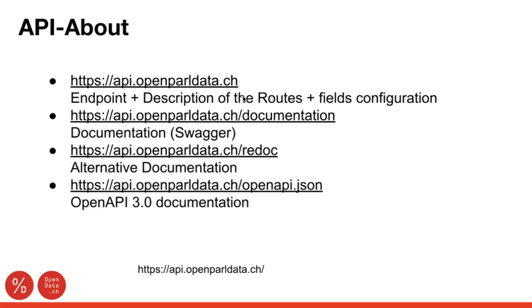Regarding the API, when you go to the API openparldata.ch, you see an endpoint and you see a description of all the available routes. And because we use a schema behind it to configure the API, you also see that. So you can see all the fields, what fields are searchable. It's in a specific format which is used from the configuration. You can get that if you're interested in it.